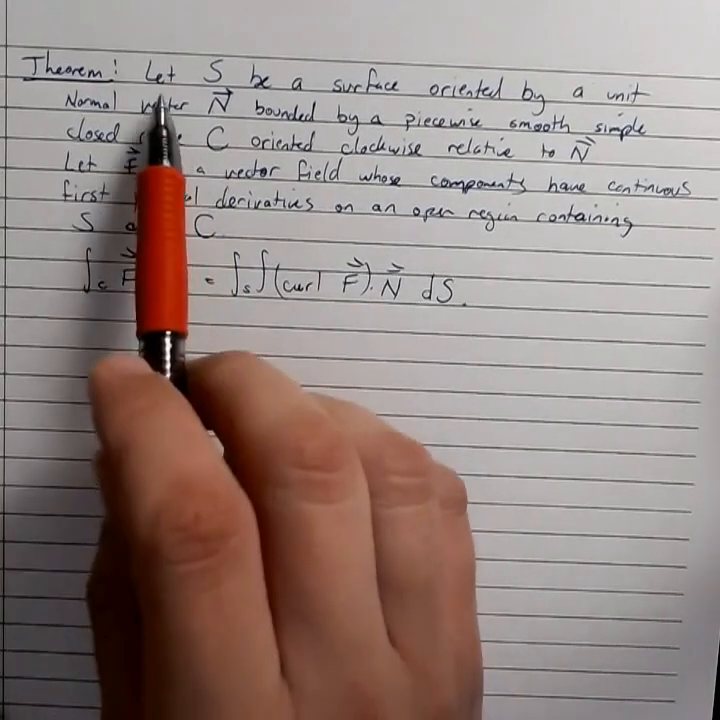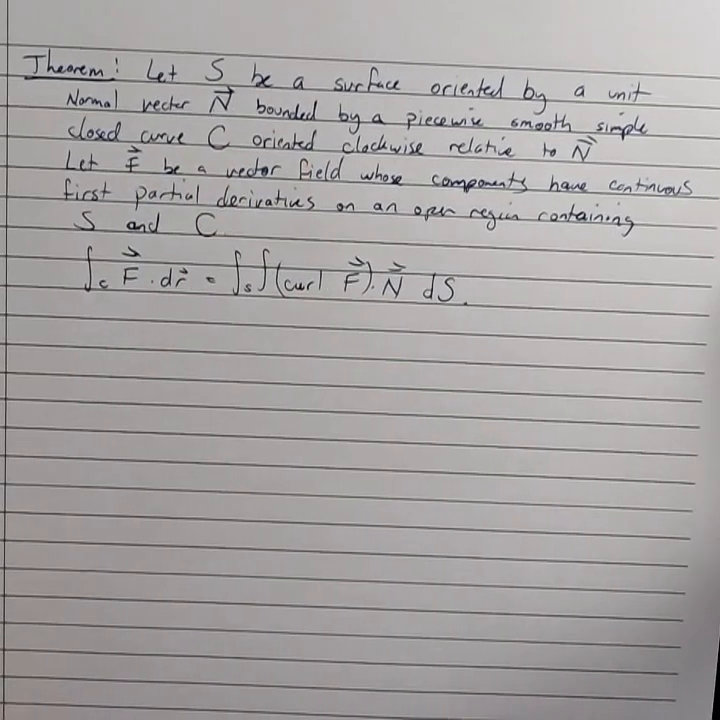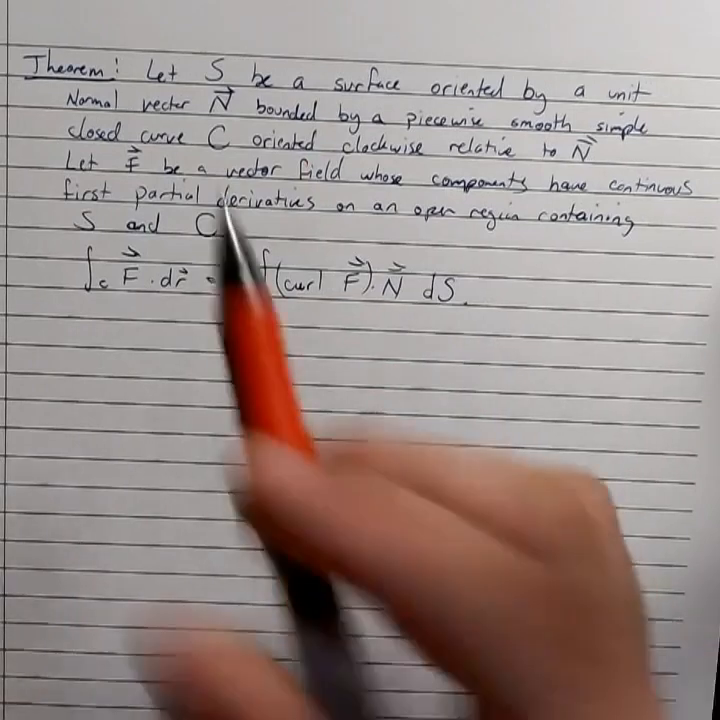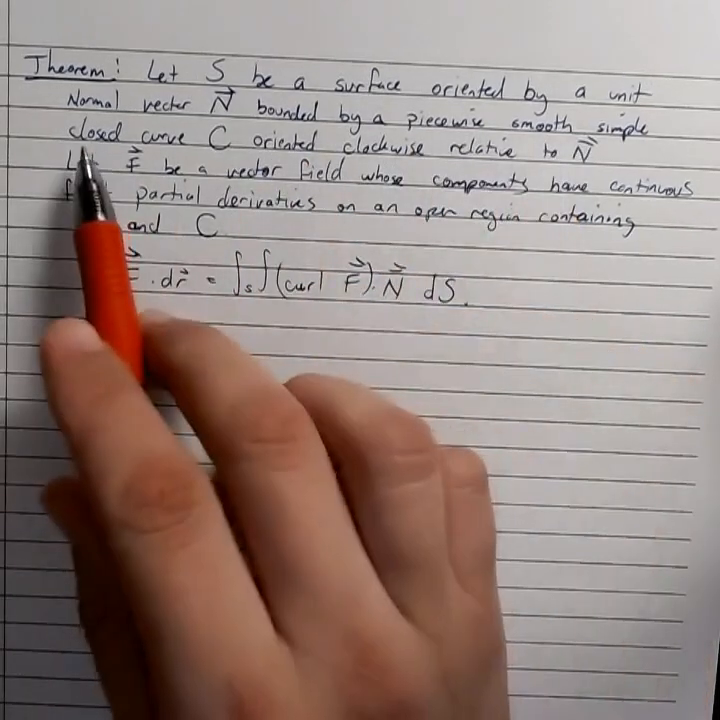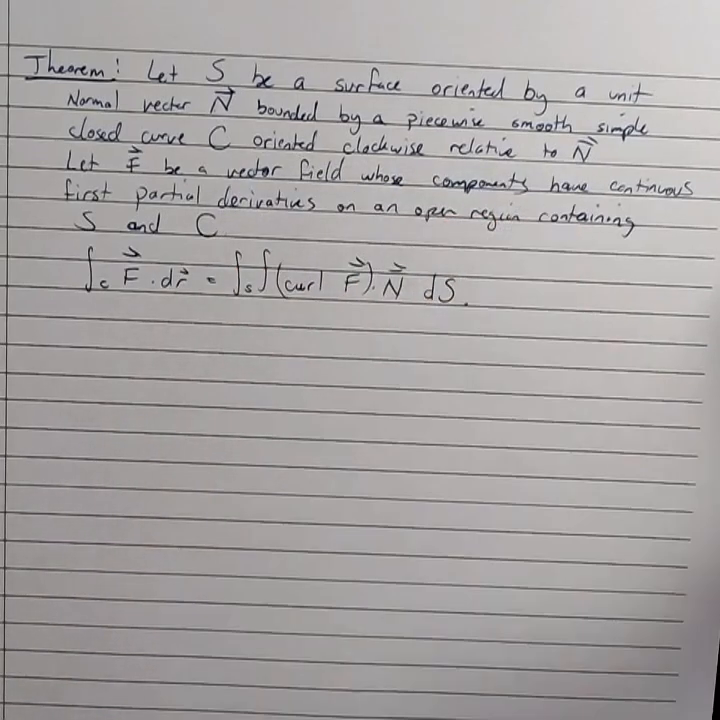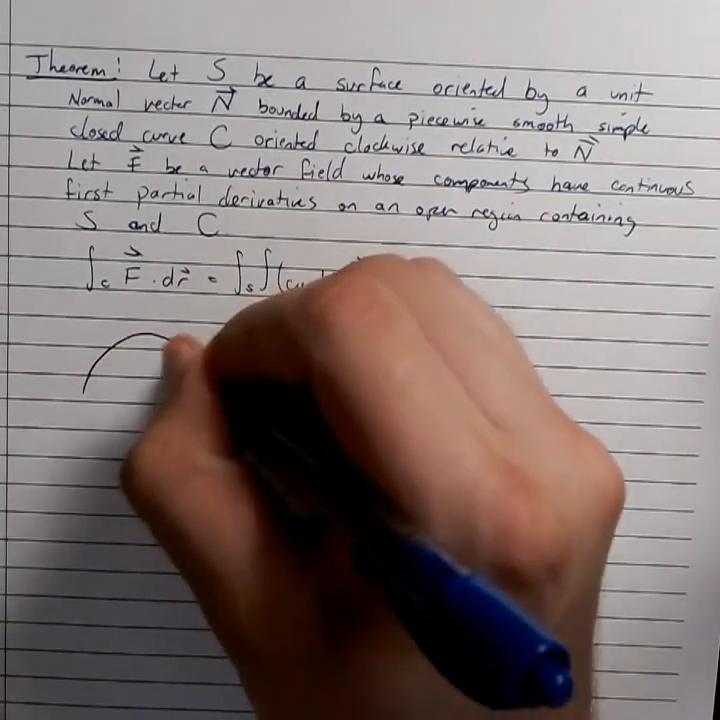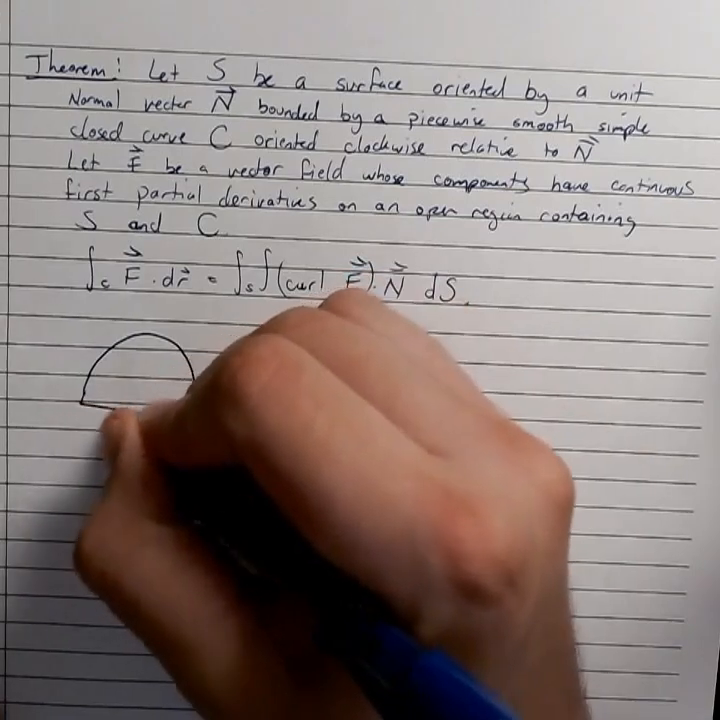Let S be a surface oriented by a unit normal vector n that is bounded by a piecewise smooth simple curve C that is oriented counterclockwise relative to n. All right, so before we continue, let's illustrate that part. You have a surface. Let's go ahead and draw this. Here's my surface.